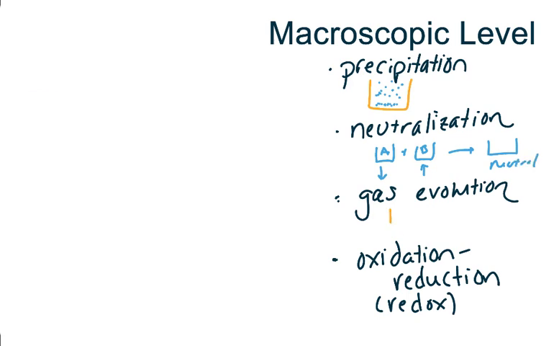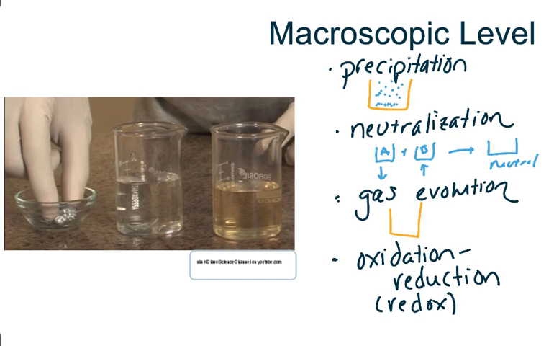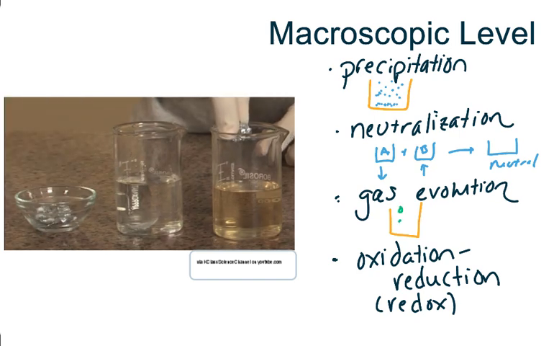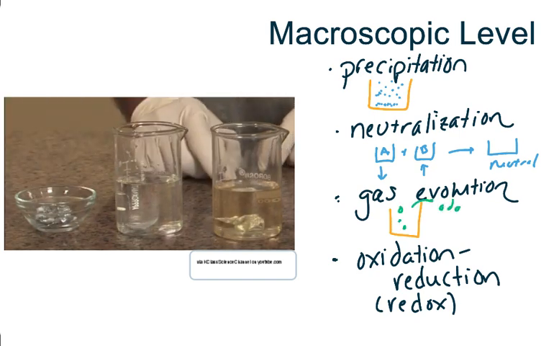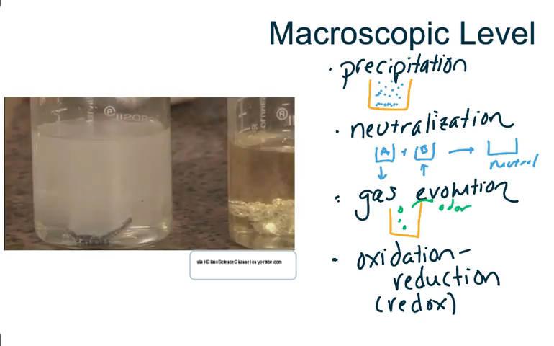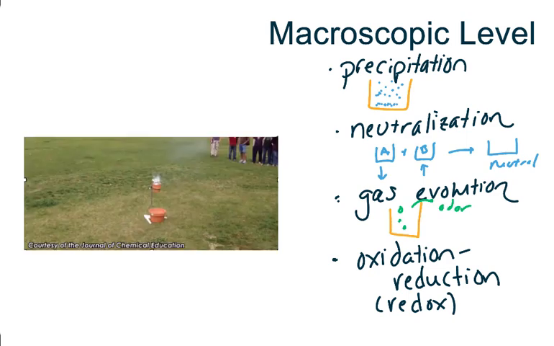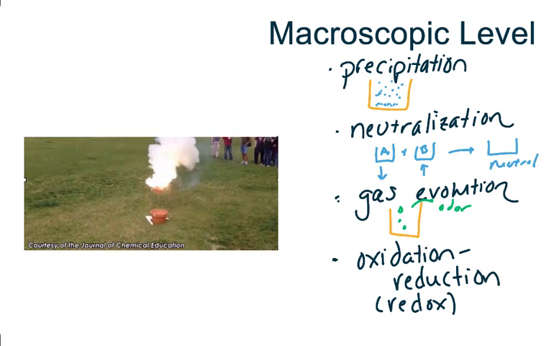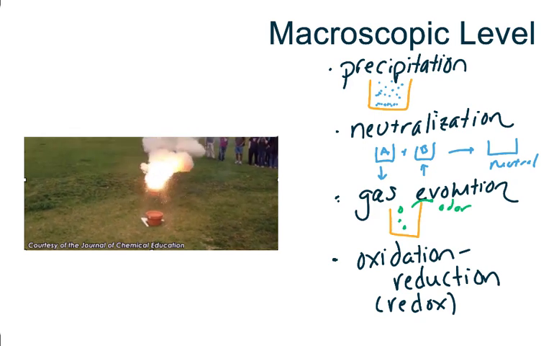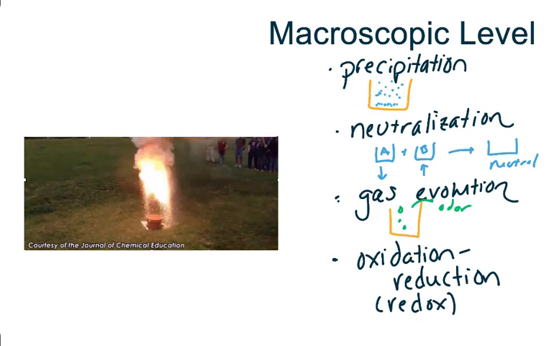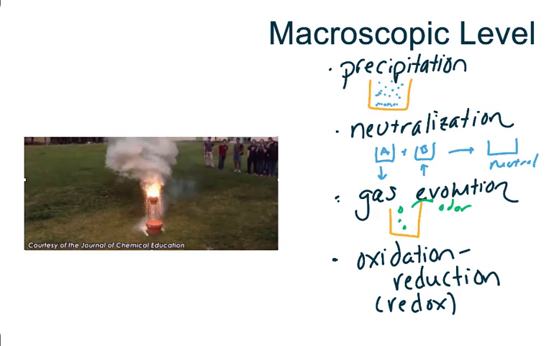A gas evolution reaction, this one you would observe by the presence of bubbles in your reaction, or sometimes by a smell. And an oxidation reduction reaction, these are really common and you can observe them in a bunch of different ways, and so we won't focus on the macroscopic observations that you would have from an oxidation reduction in this video, although we will talk about that later.